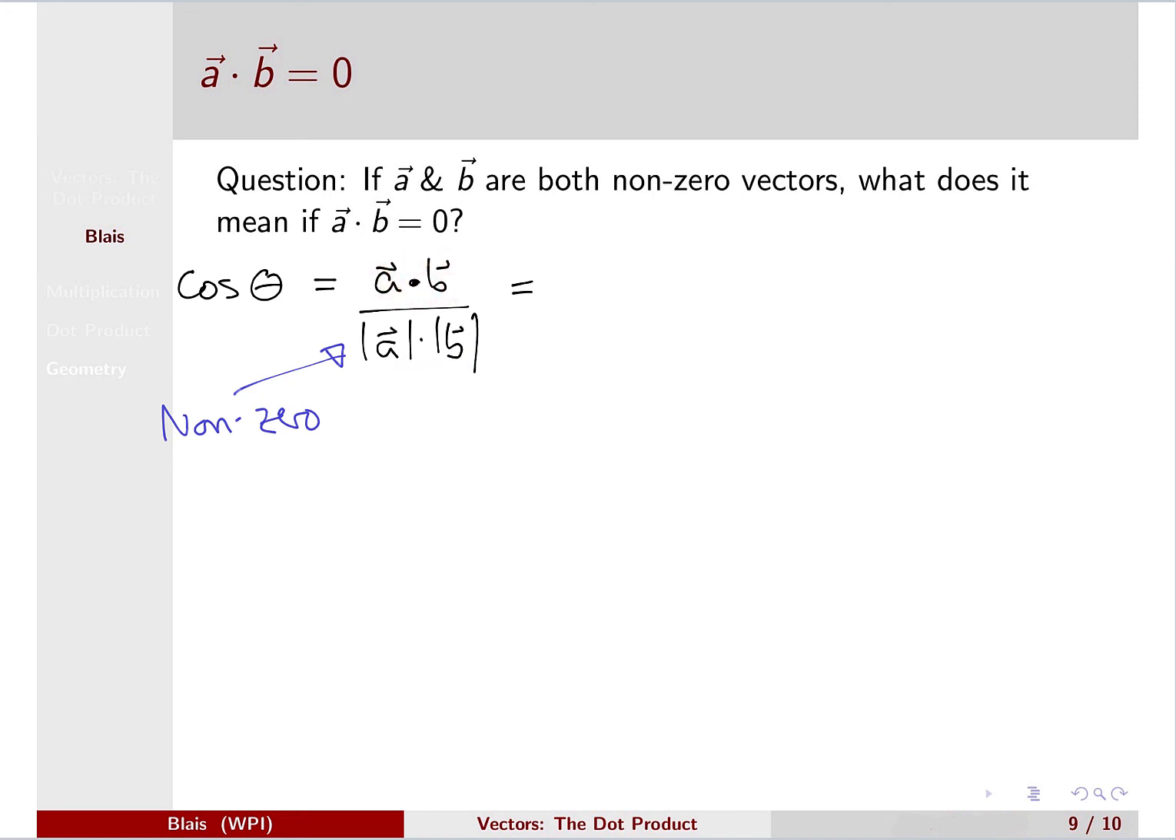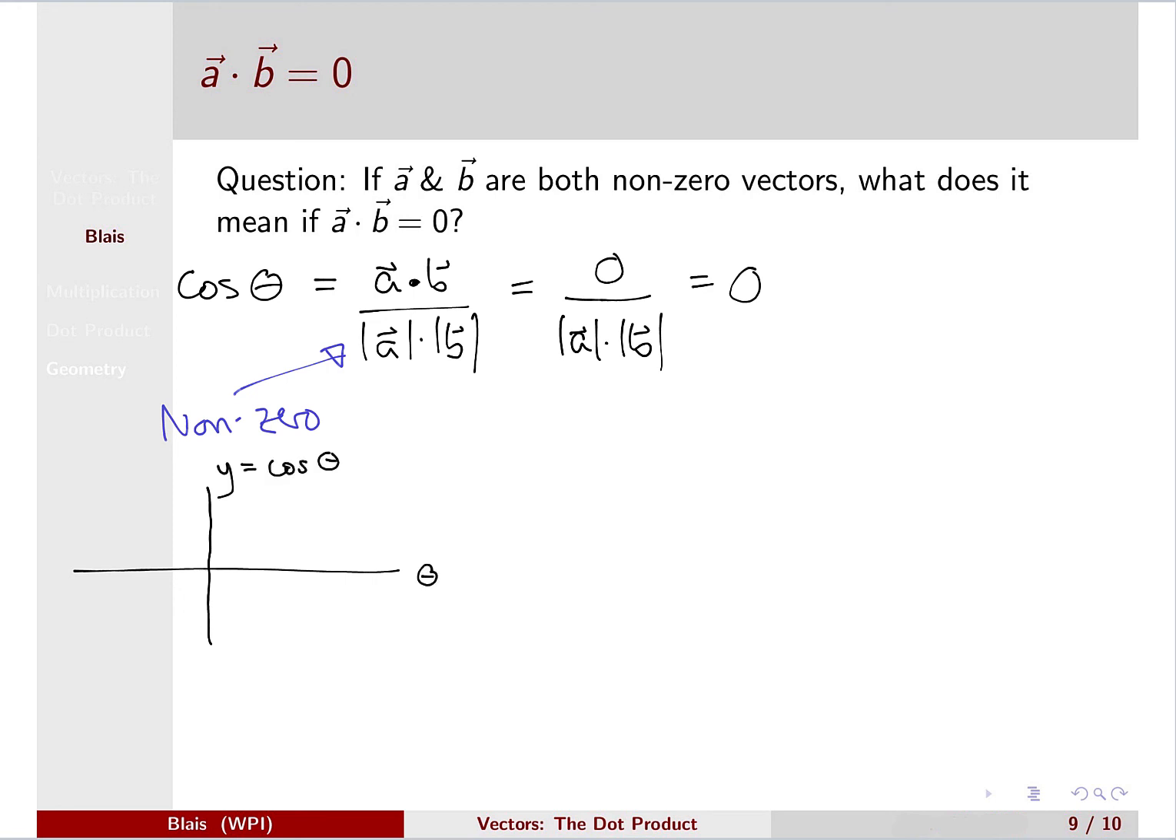But if A dot B is zero, then this becomes 0 over this non-zero denominator, or 0. So this means that cosine of theta is 0. And remember, theta is the angle between A and B. Well, what are the roots of cosine of theta? So let's think about the graph of cosine of theta. We know it looks like this. And what is this first root to the right of the y-axis? And we recall that that's pi over 2.